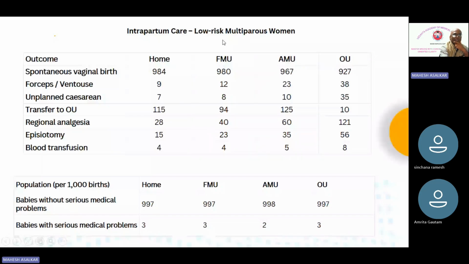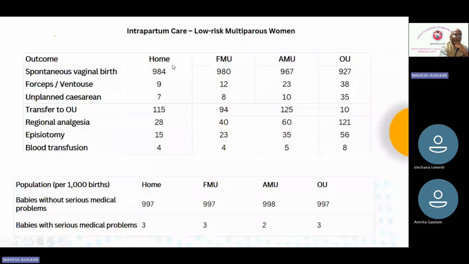Now here, if you see, the intervention rate in obstetric unit is high, like forceps, unplanned cesarean section, transfer to obstetric unit, regional analgesia. See the episiotomy rate here and here. Okay, so they are less. No doubt, home birth does not mean unplanned cesarean. They are transferred to the obstetric units and then they are carried out, because regional analgesia facility, forceps, etc. are not there at home. So this is after the transfer.